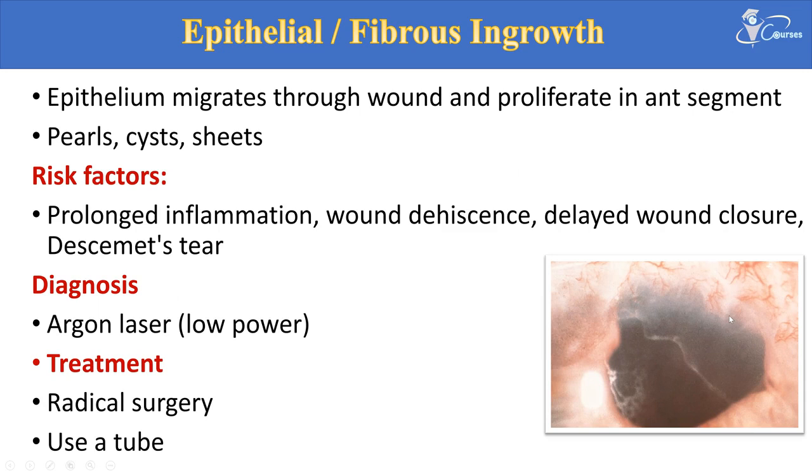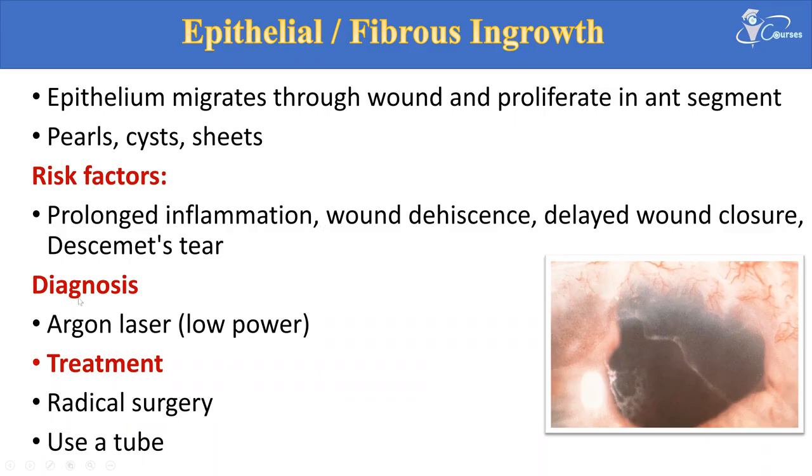So this will be one of the highly resistant glaucomas. This disease is really catastrophic because there is epithelium in the anterior chamber and you are unable to stop it from growing. So how can we diagnose this? The risk factors are prolonged inflammation, wound dehiscence, delayed wound closure, and Descemet's stripping.